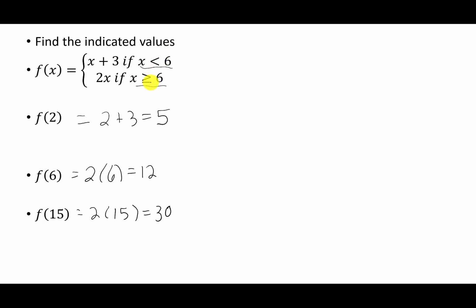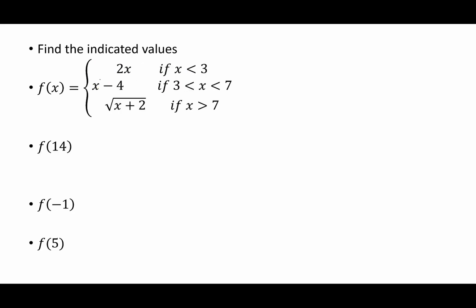The numbers on the right tell me if I should use the first line or the second line, and eventually we'll get a third line. So here's one with 3 lines. This one says f of x is equal to 2x if x is less than 3. It's x minus 4 if x is greater than 3 but less than 7. And then it's the square root of x plus 2 if x is greater than 7.